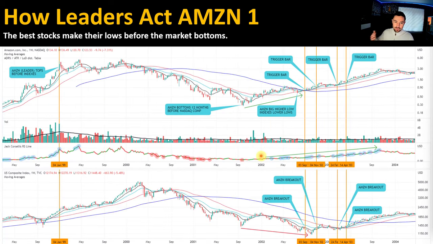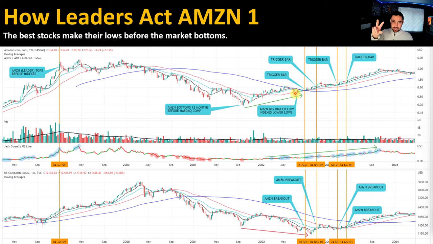Let me go through. I've got a fair few examples to be going through, and hopefully it will really start sinking home. So if we take a look at Amazon, this is in the early noughties bear market. So Amazon puts in its low here, okay, in around about September of 2001. Amazon puts its low in here, but the NASDAQ composite thereafter makes a lower low. See how it's making a lower low into September, October of 2002? See that, how it's making a lower low? What does Amazon do? Amazon puts in a big higher low.